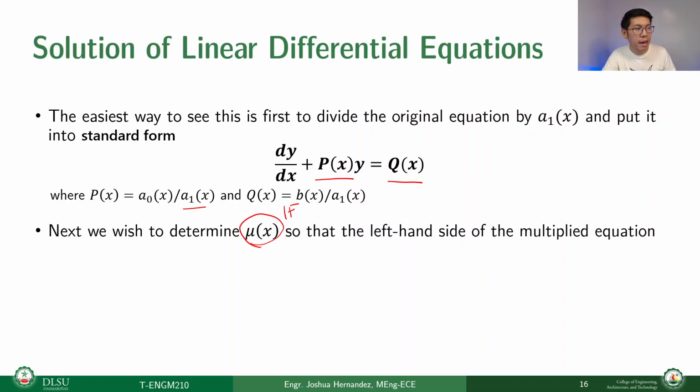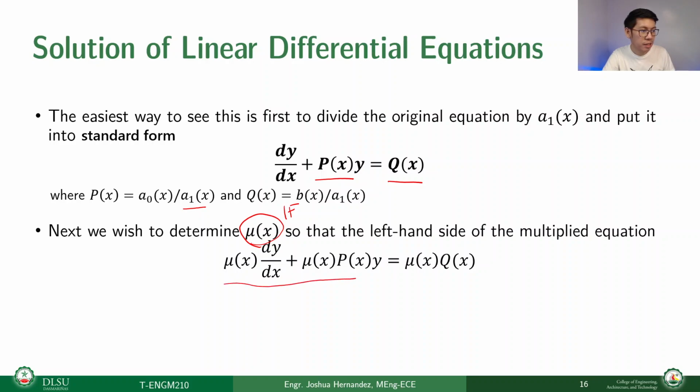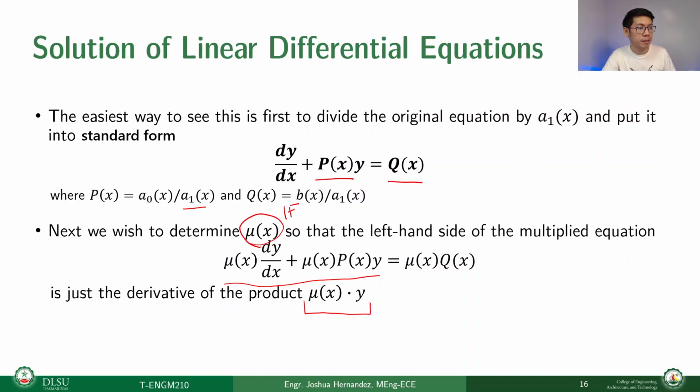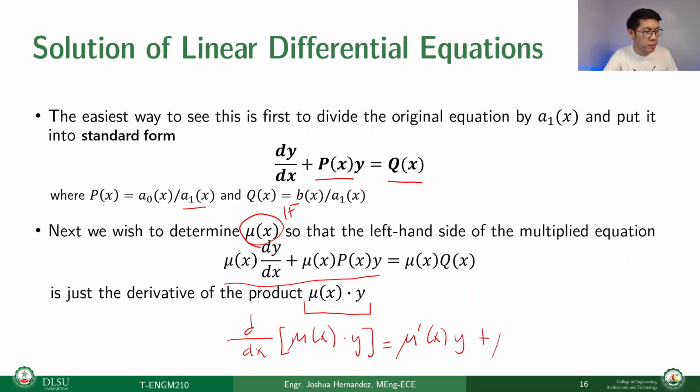So that the left-hand side of the multiplied equation, this part, is just the derivative of the product mu of x times y. How? The derivative of mu of x times y is, by the product rule, differentiating the first term, we get mu prime of x and copy y, plus the second term, we copy the first term, mu of x, and differentiate the second term, which is dy over dx.